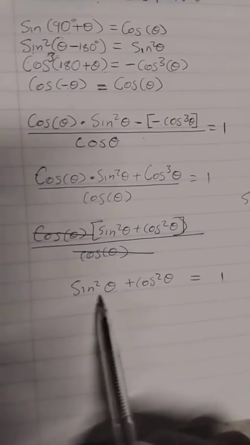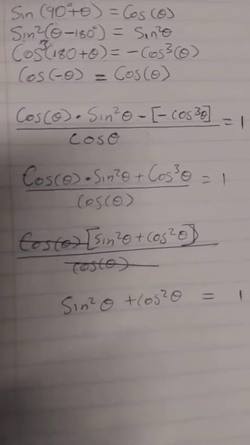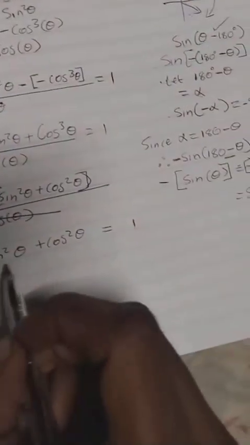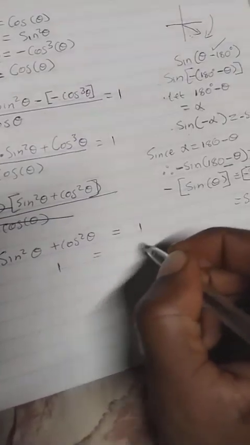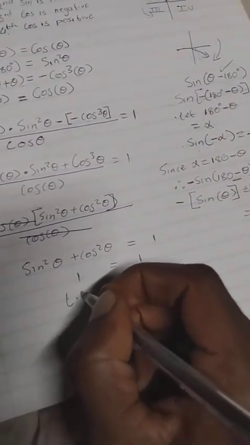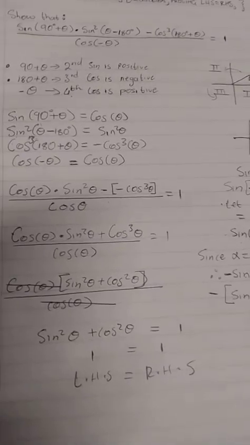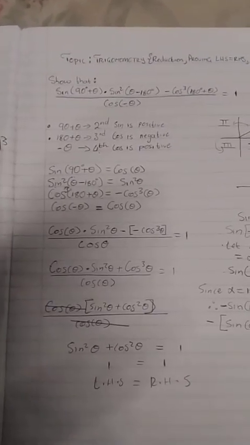So what is this equivalent to? Is Mr. Dion correct? Yes, he's correct. So this is equivalent to 1, which is equal to 1. Then LHS is equal to RHS. I'm happy, guys.